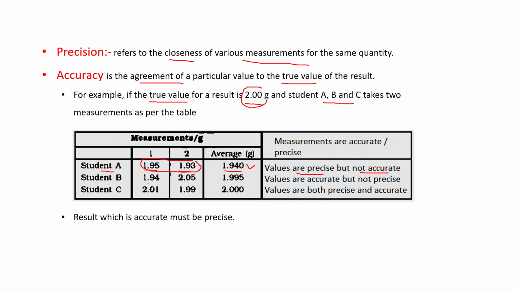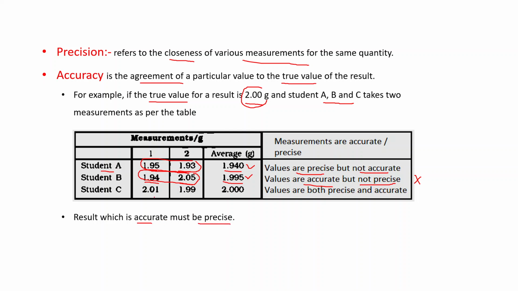The same way, student B measured 1.94 and 2.05 and the average is 1.995. Now again, if we see these two measurements, there is a large difference between these two values. That's why we can say values are not precise. But if we take the average of these two, this is very close to 2.00. That's why we can say values are accurate. But such type of measurements are not accepted because a result which is accurate must be precise.